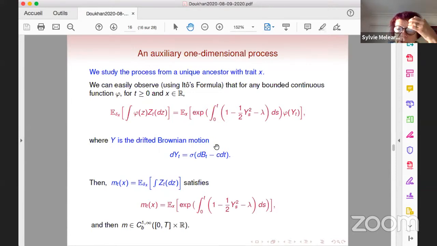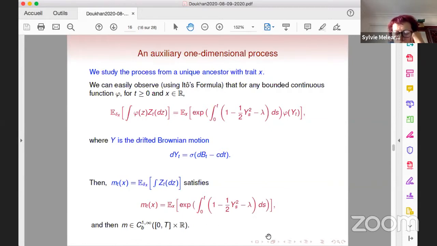And in particular, if we consider the total mass of our process Z_t, that means we take phi equal to 1, then we introduce this function depending on x and t, m_t(x), which is the expectation of the total mass, the integral of Z_t. It is equal to the expectation of this multiplicative functional of the exponential of this quantity depending on Y. And of course, it's easy to prove by standard arguments that it's a very smooth function.